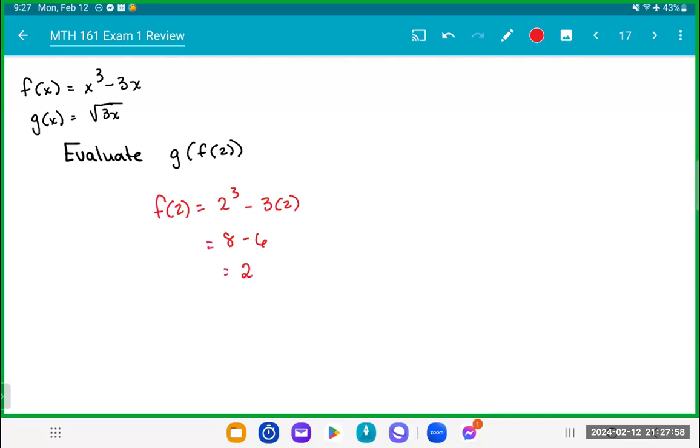Okay, so now we take that 2, we're really plugging that 2 into g, and that is the square root of 3 times 2, which is the square root of 6. We can't simplify that any further, so that would be the solution. Okay, questions?